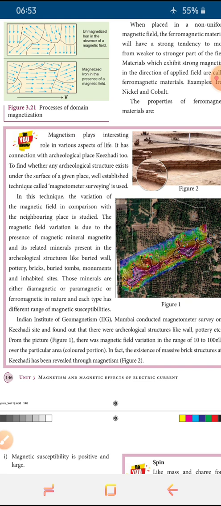Keeladi has been revealed through magnetism. See figure 1, where they show more color. Figure 2 is the place where we are trying to find things under the ground. The thick color in figure 1 shows the materials present under the ground, which we can find with the help of magnetometer surveying. So the magnetic materials play an important role in finding the minerals placed under the ground, under the soil.